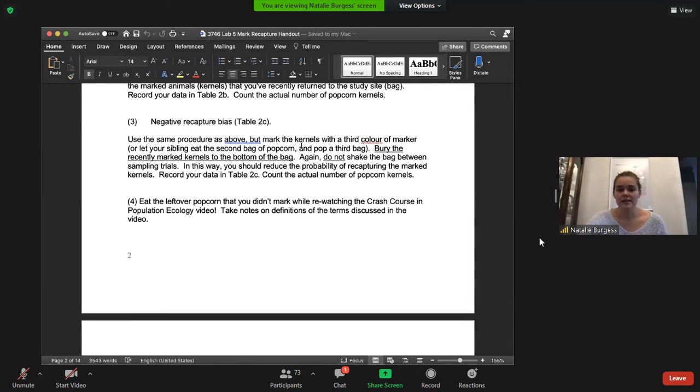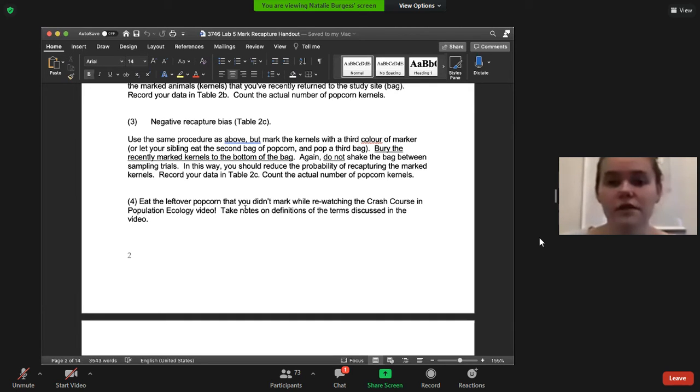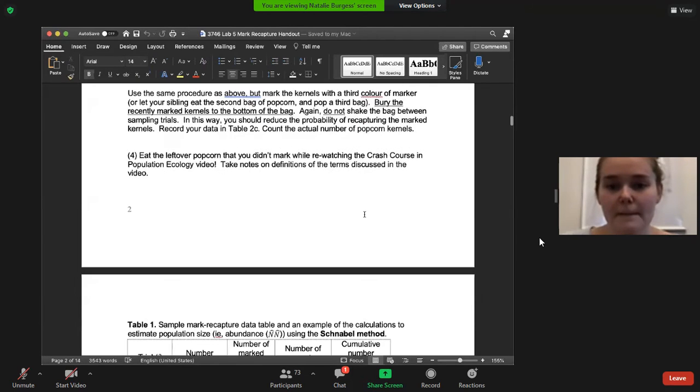The third one is the negative recapture bias, using the same procedure but with a third color, preferably a third bag of popcorn. What you're going to do this time is bury your marked kernels at the bottom of the bag, and you're not going to shake, so that you're reducing your probability of recapturing the marked kernels. Again, you're going to record it and then count the actual number in the bag.